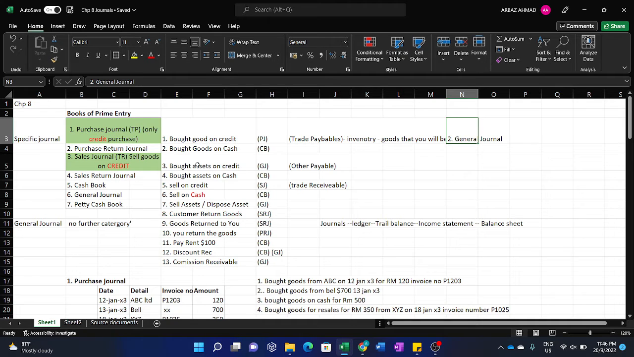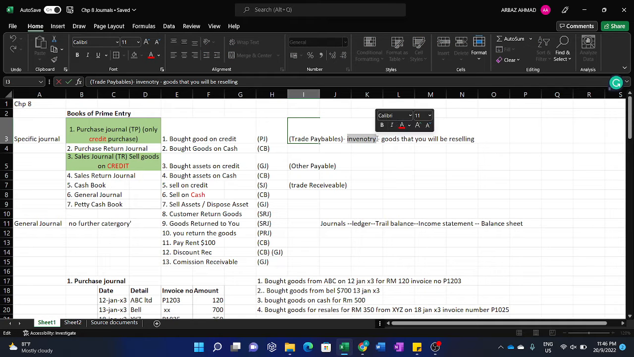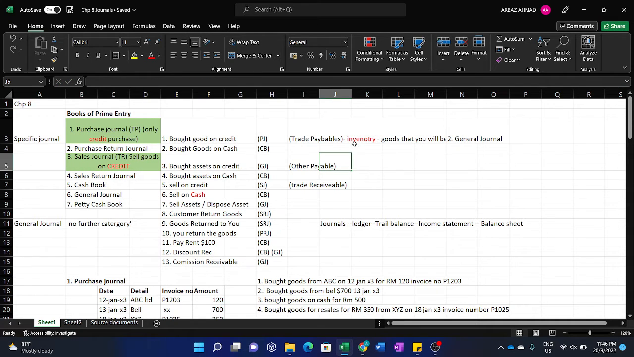If you plan to sell it, it is not classified as inventory and we classify it in other payable, so it goes in journal, not in trade payable. Trade payable is only for inventory. Maybe I can make it red because the emphasis is on inventory here. The first criterion is it must be on credit, and the second is it must be inventory. So the criteria is it must be on credit and it must be inventory.